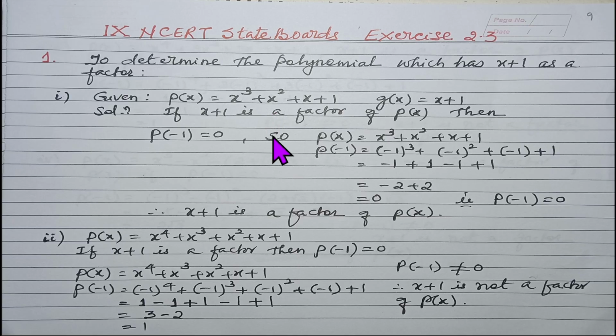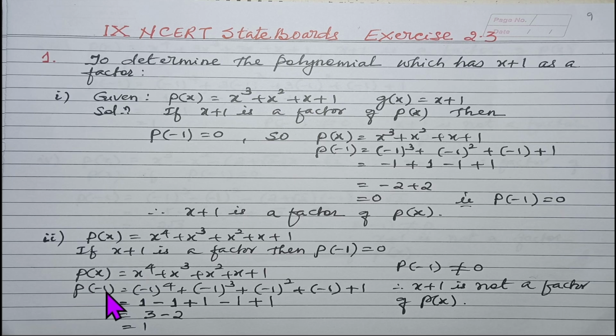So please understand that. Now the second example is x raised to 4 plus x cube plus x square plus x plus 1, the polynomial given. Again, we have to find out whether x plus 1 is a factor of this polynomial or not. The zero of the binomial x plus 1 is minus 1, and therefore find p of minus 1, and if p of minus 1 equals 0, then x plus 1 is a factor. So that is how we have to find it out.